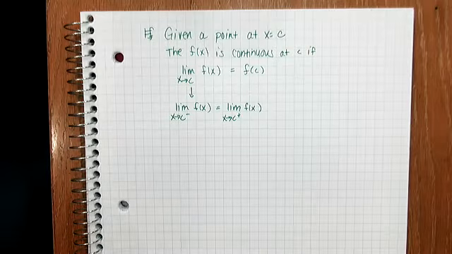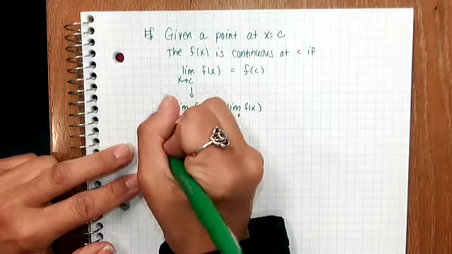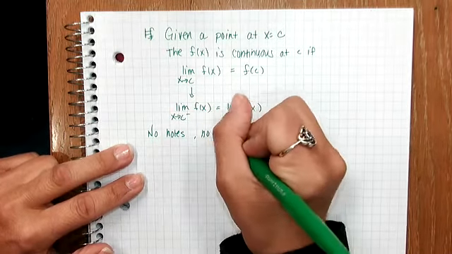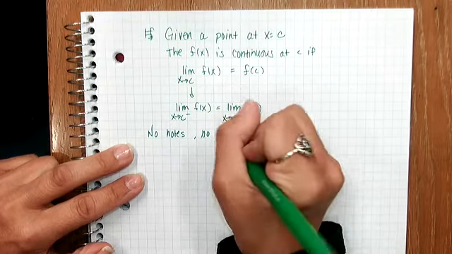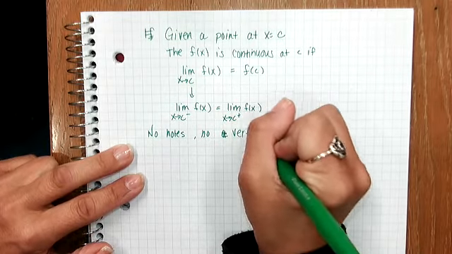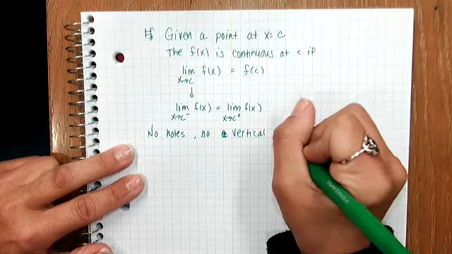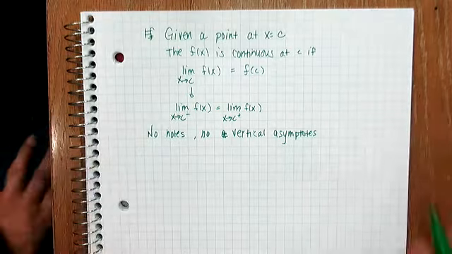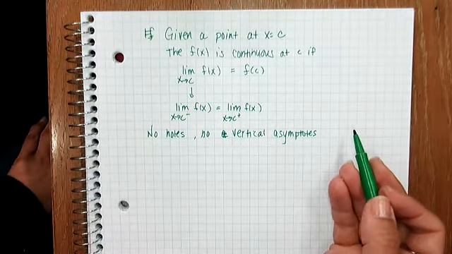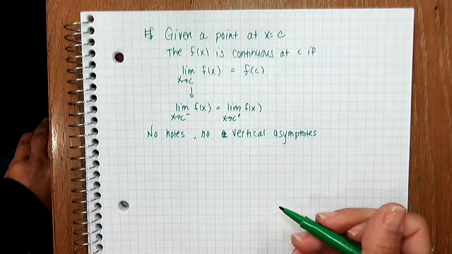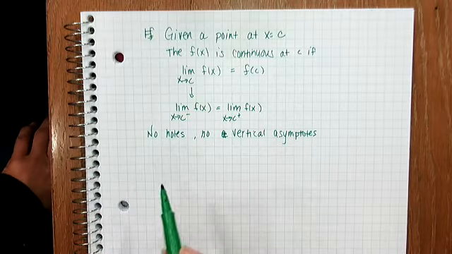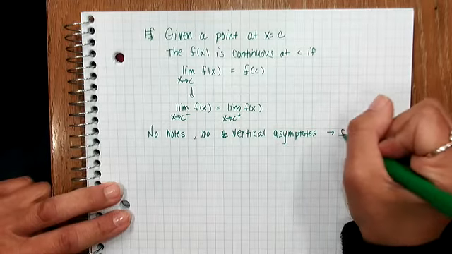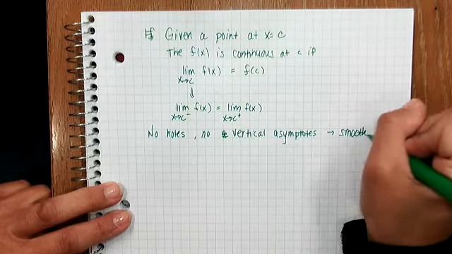How is this going to happen? No holes, no asymptotes. How about vertical asymptotes? At that point, if there is a vertical asymptote, the limit exists, but not the exact value. If there's a hole, the limit exists, but not the exact value. So it has to be what we just call a smooth curve at that point.